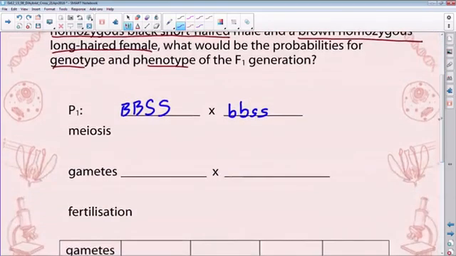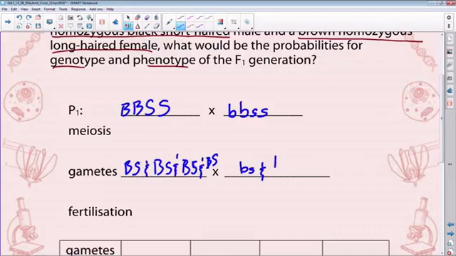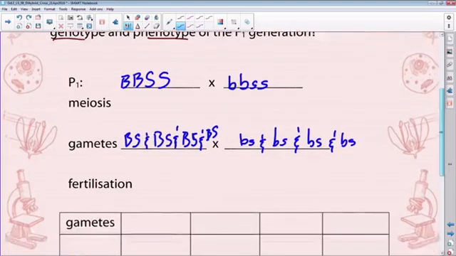And we cross them, and the gametes are big B, big S, in all four. Okay, so it's all of them. I know that looks like a 5, but that's just me writing. Then this one is small b, small s, in all four. Okay, there's 4 of them, so that's all of those.